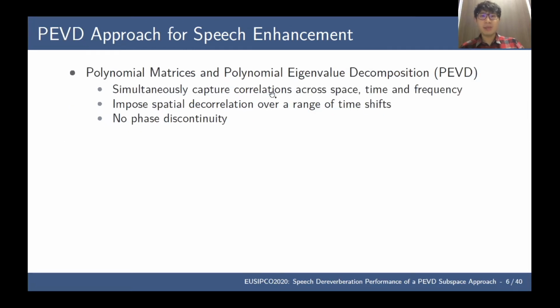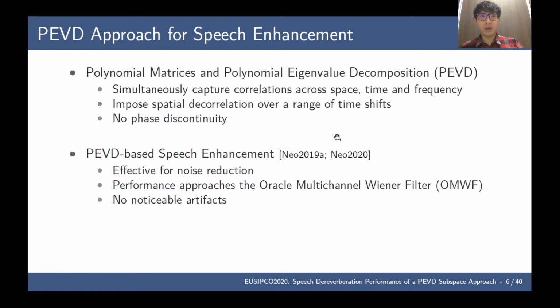To capture the space, time, and frequency correlations, polynomial matrices are introduced as an appropriate model, and to process them, polynomial EVD is used to impose spatial decorrelation over a chosen range of time shifts without introducing any phase discontinuity. In our earlier work, a polynomial EVD-based speech enhancement algorithm has been shown to be effective for noise reduction. Its performance even approaches the Oracle multi-channel Wiener filter, which uses complete knowledge of the clean speech signal, and it does not introduce any noticeable artifacts. In this talk, we will focus on speech dereverberation.